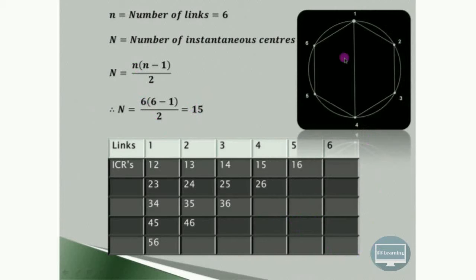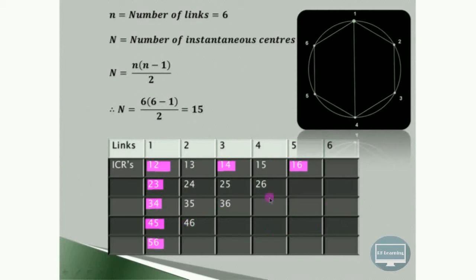Now as we have already seen in the earlier slide, these are the ICRs which are known to us: 1 2, 2 3, 3 4, 1 4, 4 5, 5 6 and 1 6. So all these ICRs are known to us. The remaining ICRs, that is 1 3, 1 5, 2 4, 2 5, 2 6, 3 5, 3 6 and 4 6, we have to look at graphically.